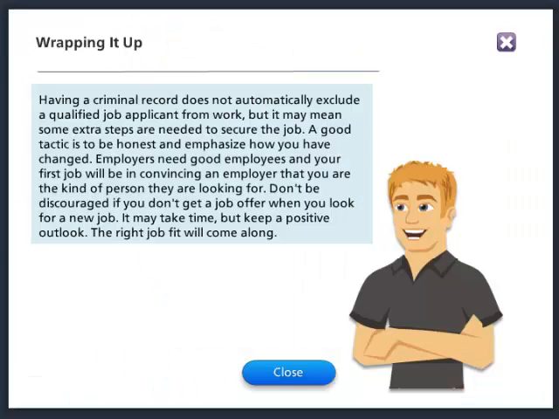Wrapping it up. Having a criminal record does not automatically exclude a qualified job applicant from work, but it may mean some extra steps are needed to secure the job. A good tactic is to be honest and emphasize how you have changed. Employers need good employees, and your first job will be in convincing an employer that you're the kind of person they are looking for. Don't be discouraged if you don't get a job offer when you look for a new job. It may take some time, but keep a positive outlook. The right job will come along.